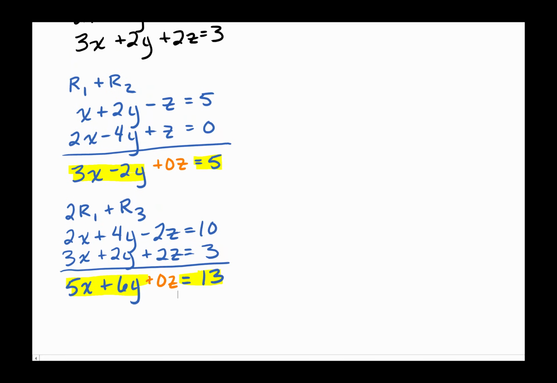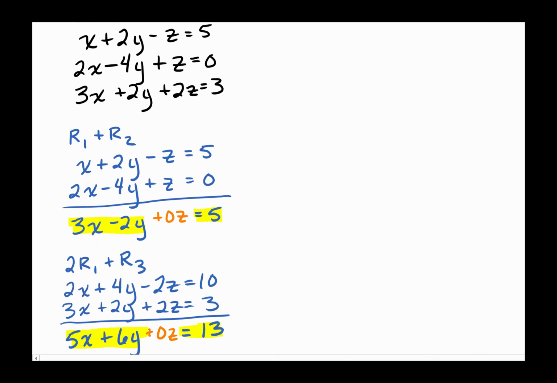So let's write down our new two equations that we're working on. So the first one is going to be 3x minus 2y equals 5, and the second one is 5x plus 6y equals 13. Those two equations that we obtained from the two previous eliminations. Alright, but notice that's a 2 by 2 system, and so we can use elimination now in a much more familiar setting to solve this system.